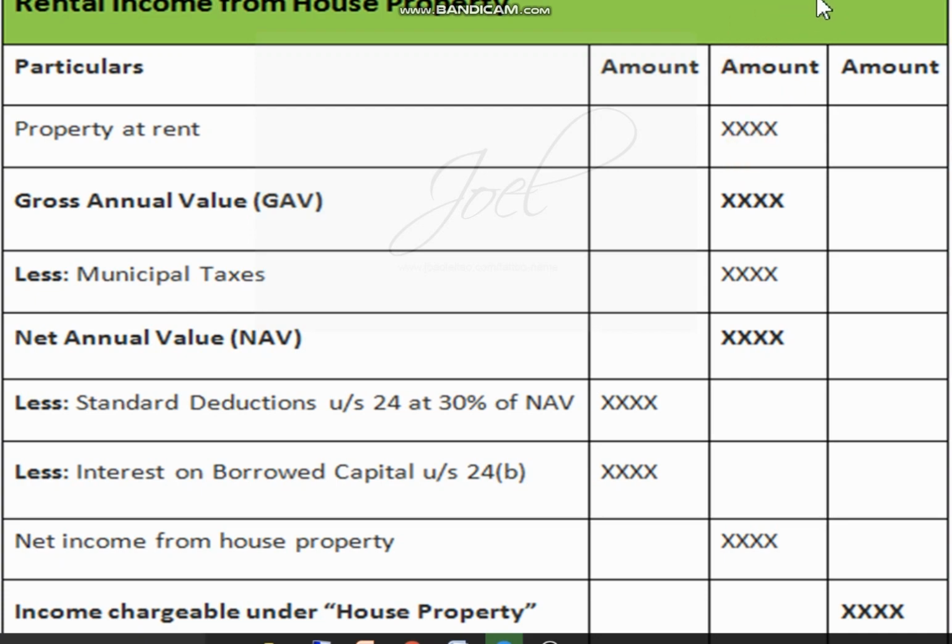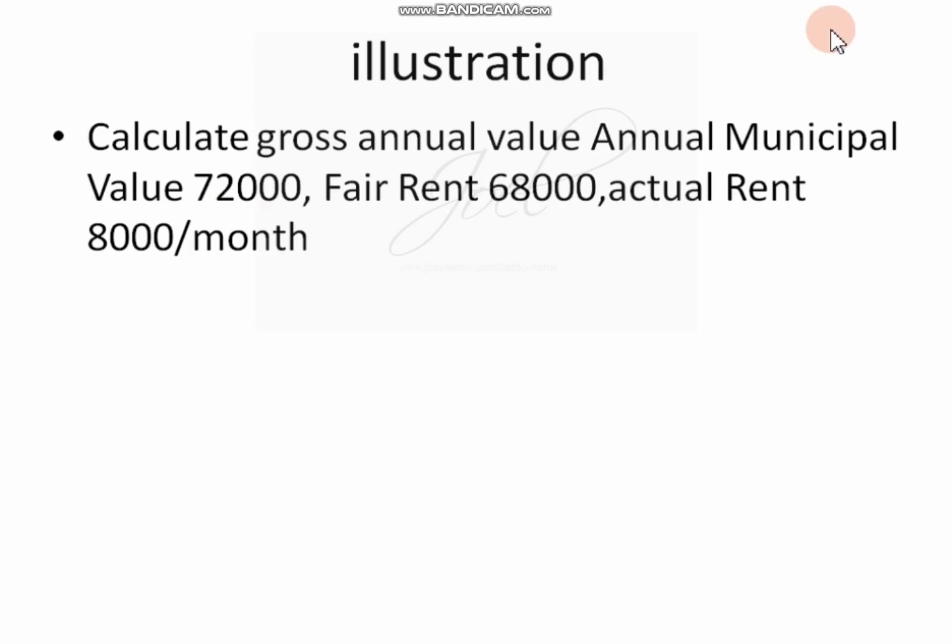Now we'll go to work out some problems. This is the illustration. We'll work out this illustration. Remember, I have told you in the previous semester, first of all you have to find out what is to be calculated. So what is asked here? Gross annual value is asked, only gross annual value we are going to calculate.